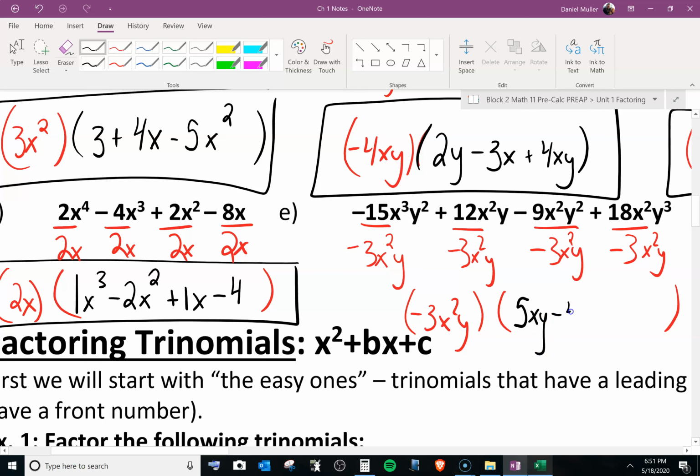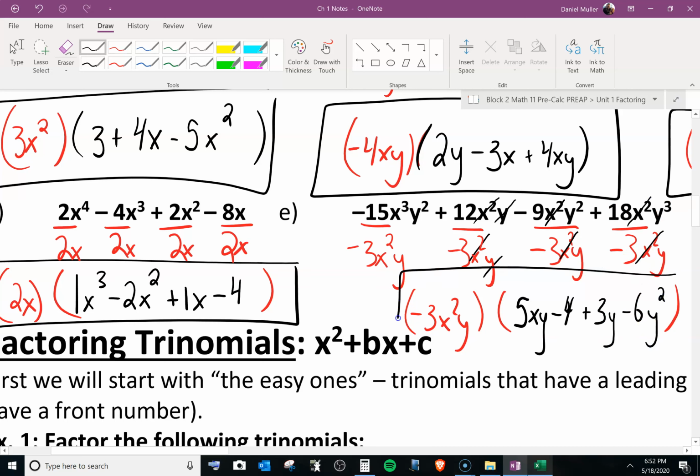12 over negative 3 is negative 4. And I have exactly the same x squared, y, and y, so those are all gone. Negative 9 over negative 3 is a positive 3. x squareds are gone, there's an extra y on top. Minus 6, the x's are gone, and there's 2 y's on top. So that would be considered, we have taken out the biggest common factor. This is very repetitive. I don't know why I have so many questions. It's exhausting.